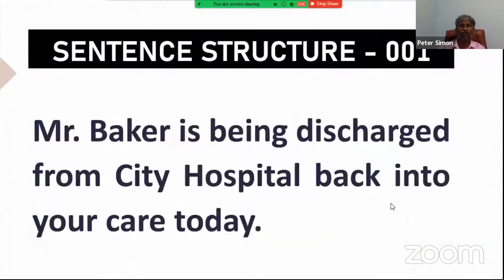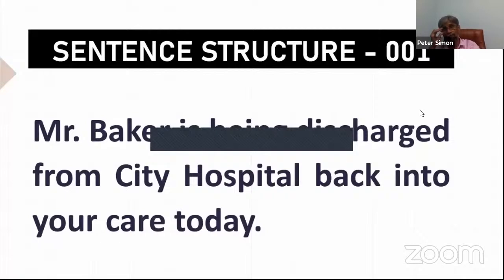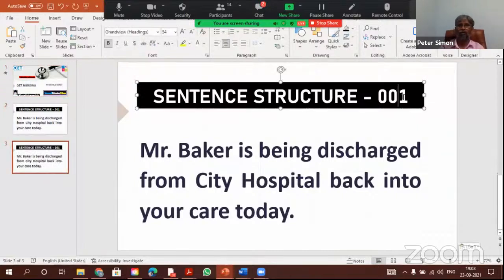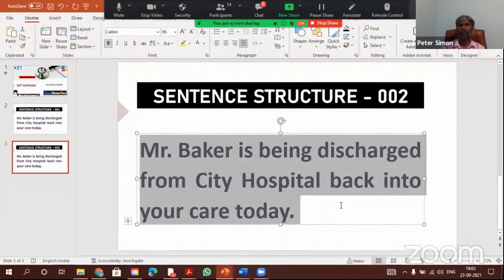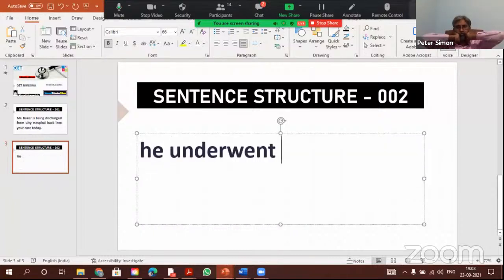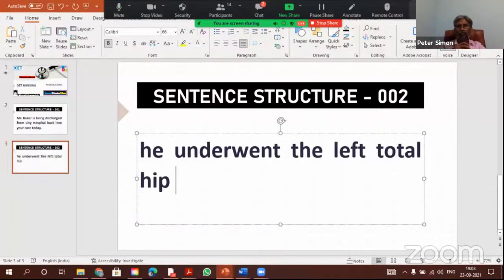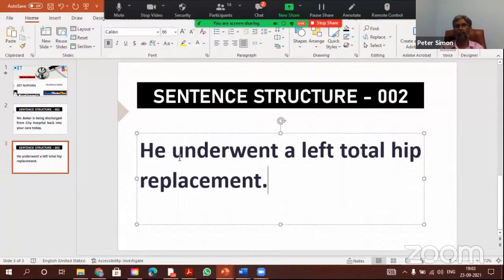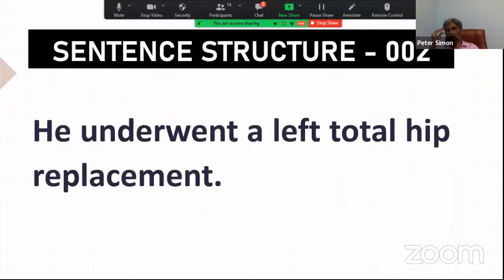So this is the first sentence. Next sentence. Sentence structure 2. Okay. He underwent a left total hip replacement. Come on, write it down.